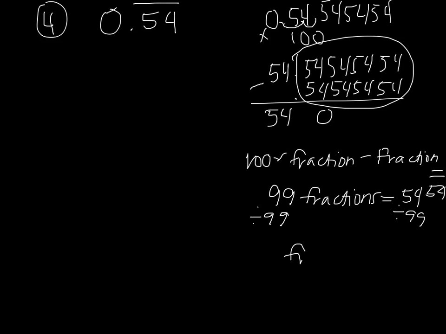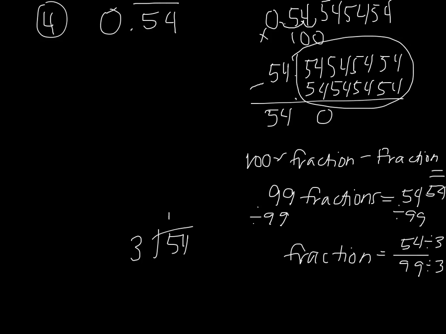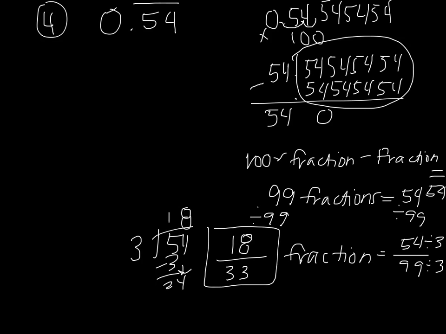So if I divide by 99, I get my fraction equals 54/99. And I think we can reduce this one. We should be able to divide by 3. 54 divided by 3 is 18, and 99 divided by 3 is 33. So then I would get 18/33. So this would be my answer here, 18/33.